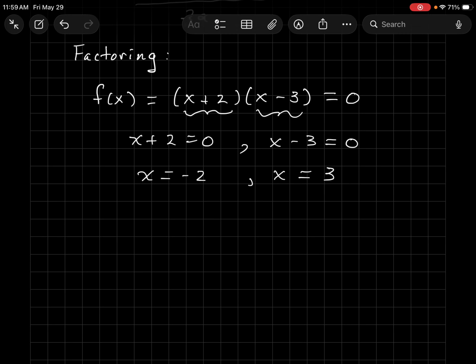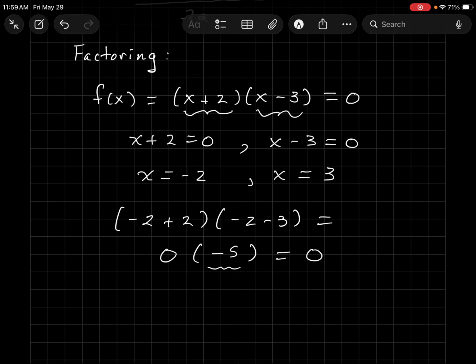So why does this work? When x is negative 2, we get negative 2 plus 2 times negative 2 minus 3, which equals 0 times something. This something doesn't matter, does it? Because any time we multiply by 0, the entire thing equals 0. We could do the same thing for x equals 3. I won't do it here, but you can plug it in if you'd like to.